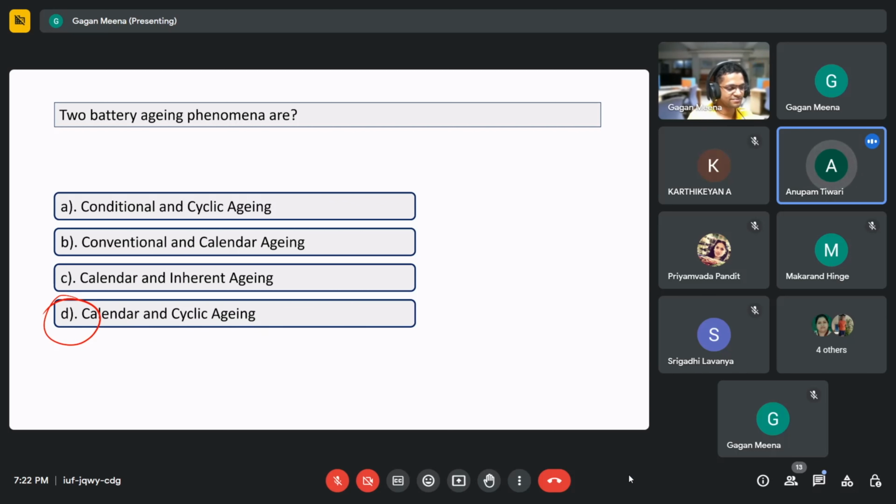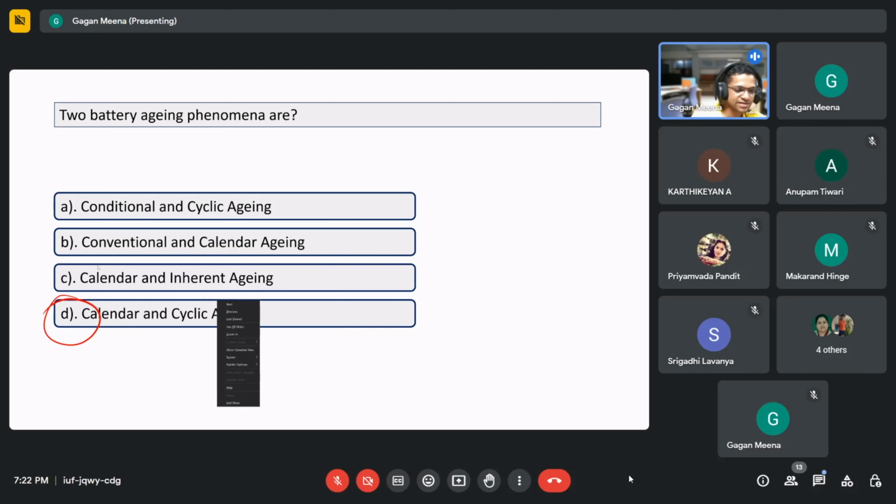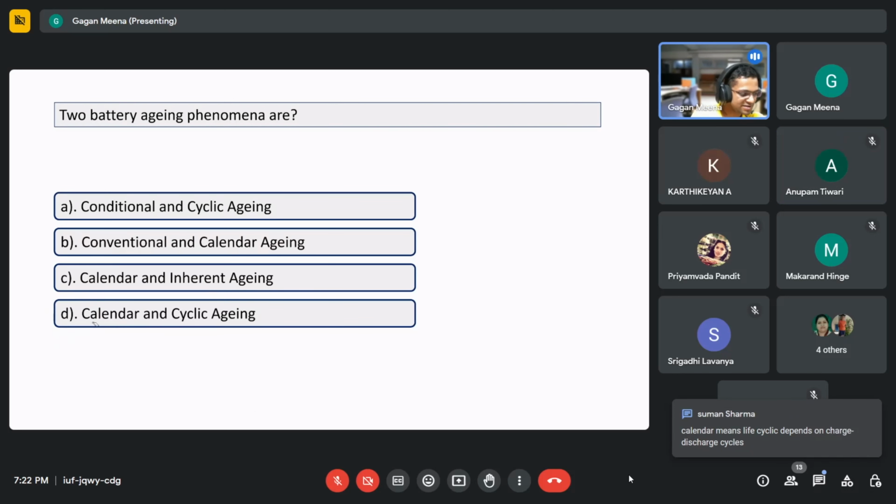Correct. But if you are doing more cyclic discharge, it may go down to say 1 year also. That's why it all depends upon the cyclic discharge as well as calendar. Yes, so calendar is inherent, and with every cycle there is a degradation of the battery. Cyclic life depends on that.